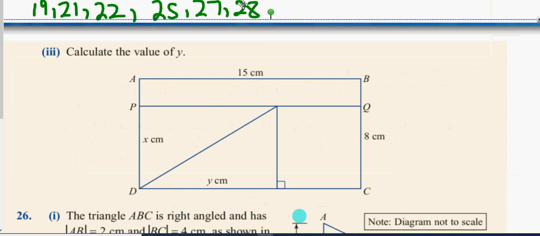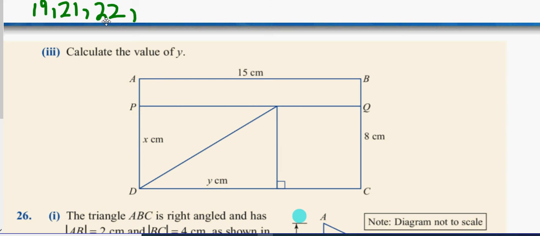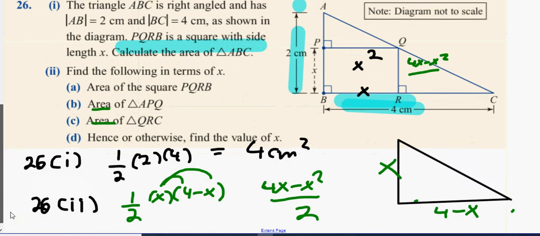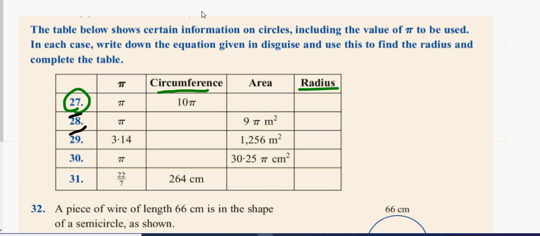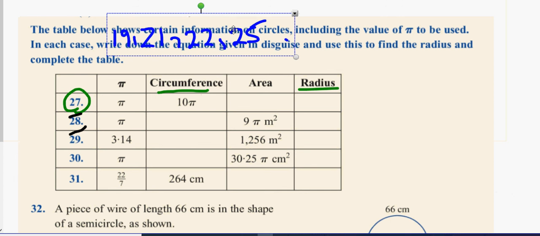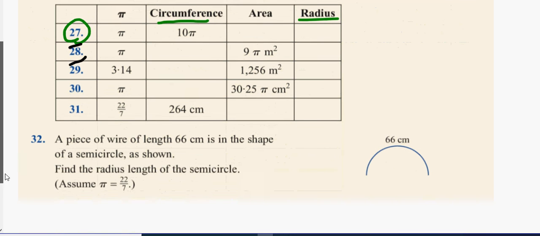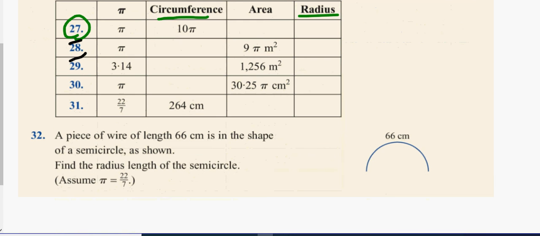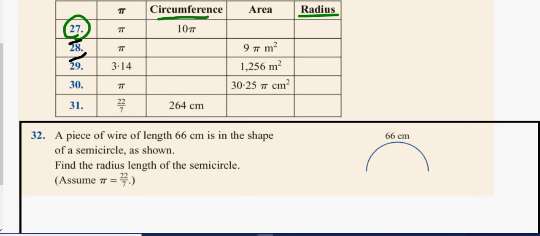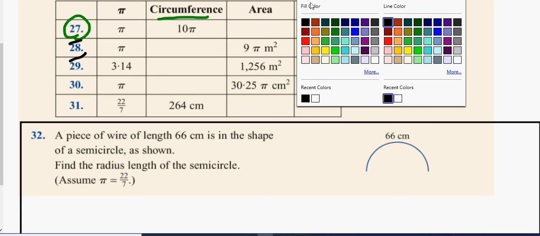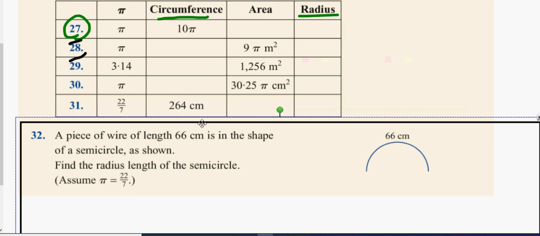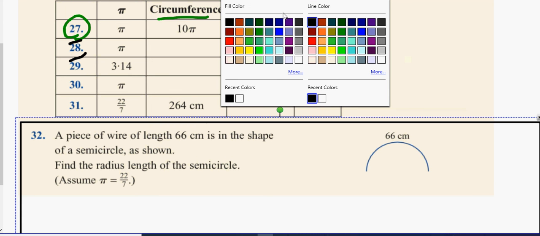Beautiful. Alright. Did I give you 26? Brilliant. Did I give you 27 and 28? And what I also need to do is get a new rectangle and blank this off. Alright guys, let's do this.